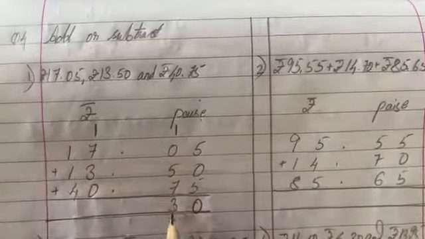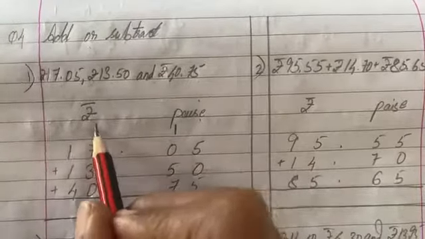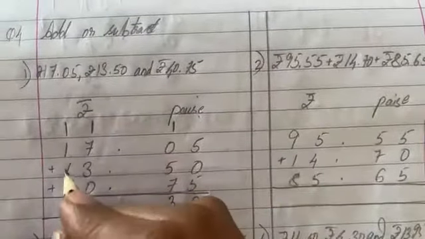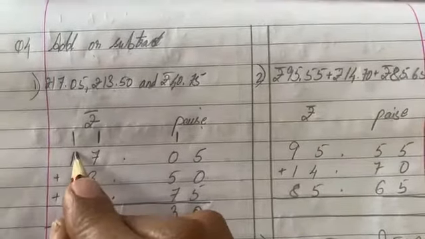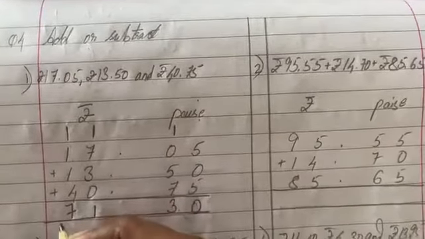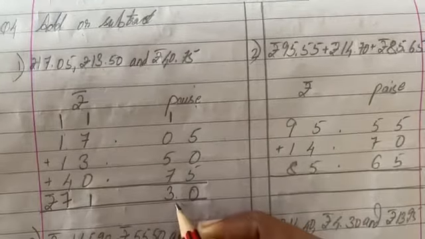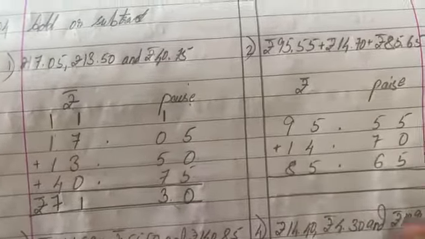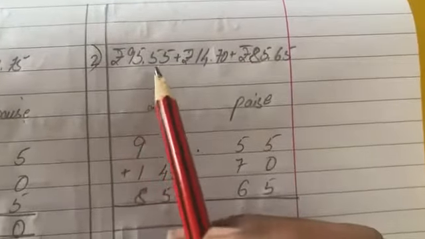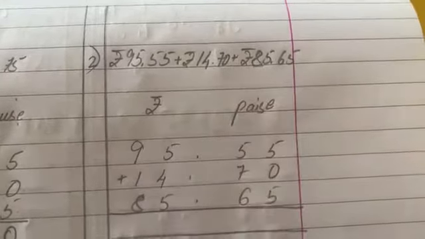Immediately after this 13, so 3 stays down, 1 goes up. Now 7 plus 3 is 10, 10 plus 1 is 11. So 1 stays down and 1 goes up. So 4 plus 1 is 5, 5 plus 1 is 6, 6 plus 1 is 7. So our final answer is rupees 71.30 paise. Similarly, for the second question, rupees 95.55 plus rupees 14.70 plus rupees 85.65.